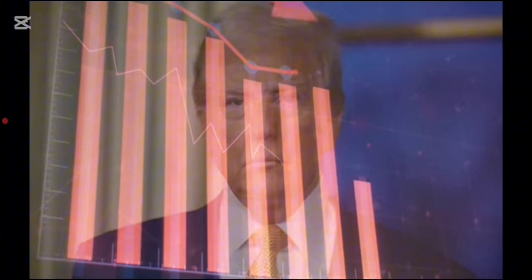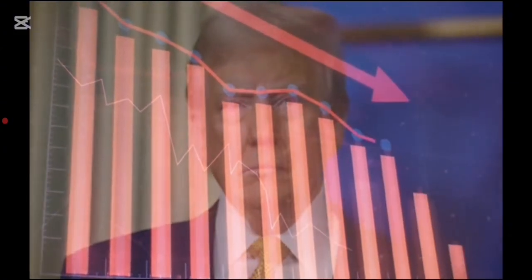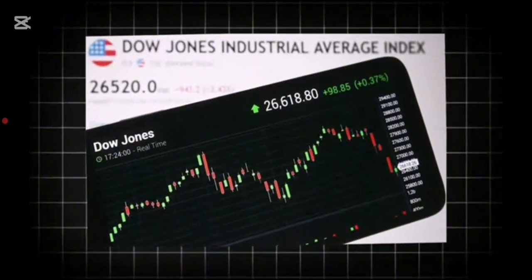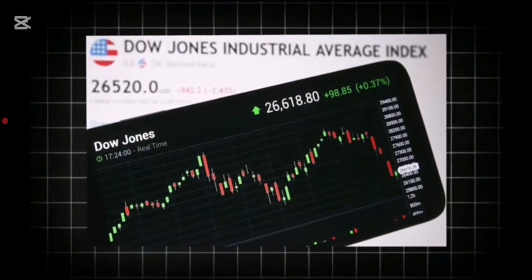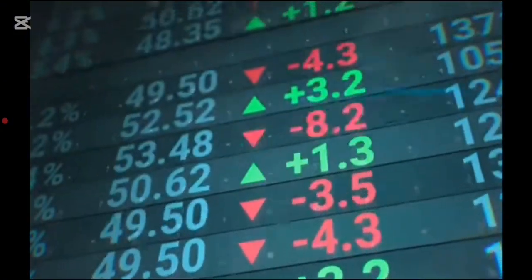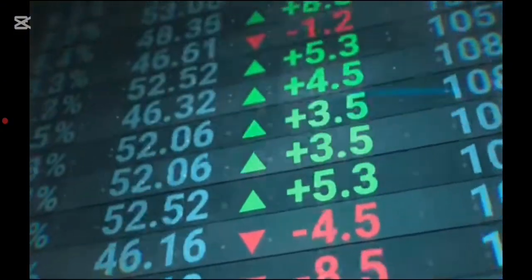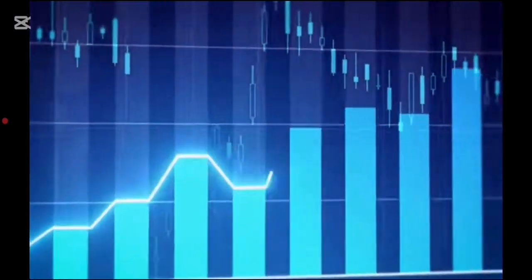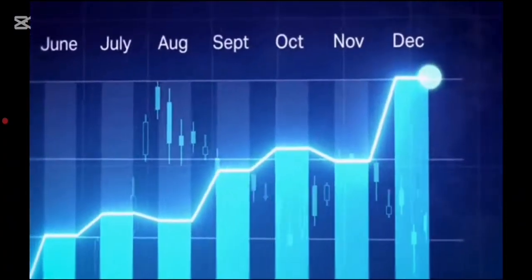Another reason the US uses tariffs is to get other countries to treat the US fairly. For example, if another country has tariffs on US goods, the US might add its own tariffs in return. It's like a way of saying, if you're going to put taxes on our stuff, we will do the same to you. How tariffs affect the world economy.